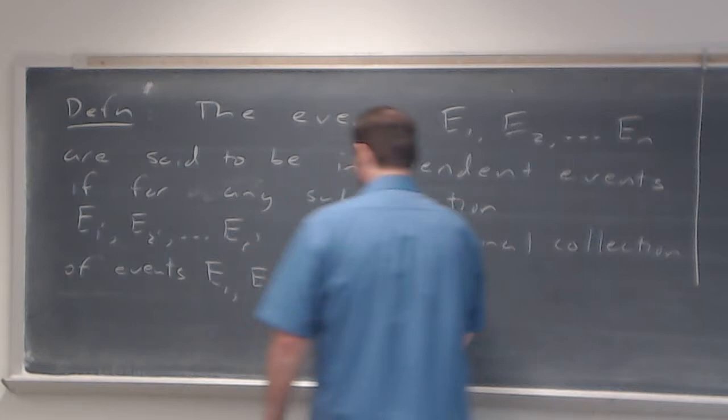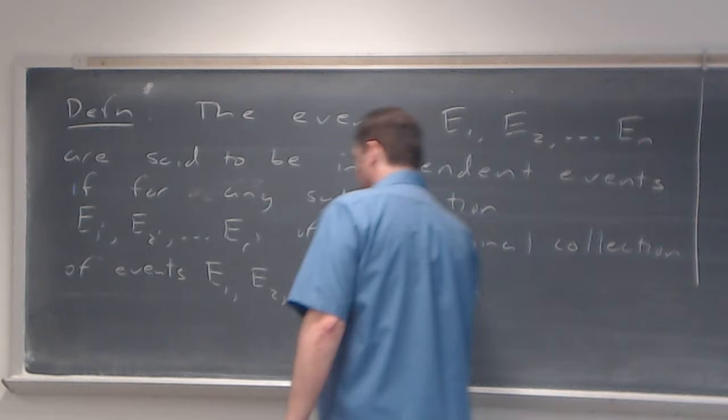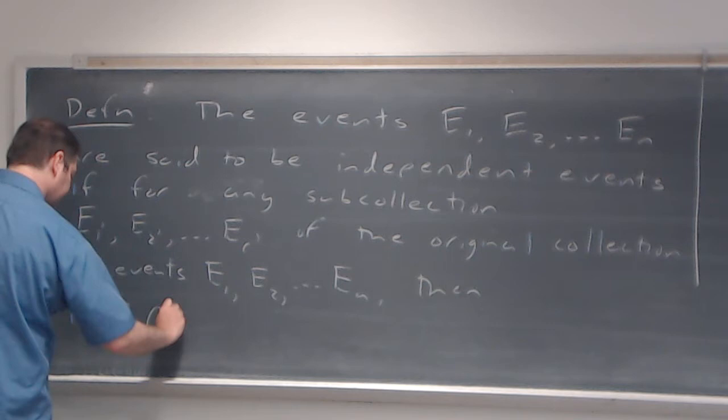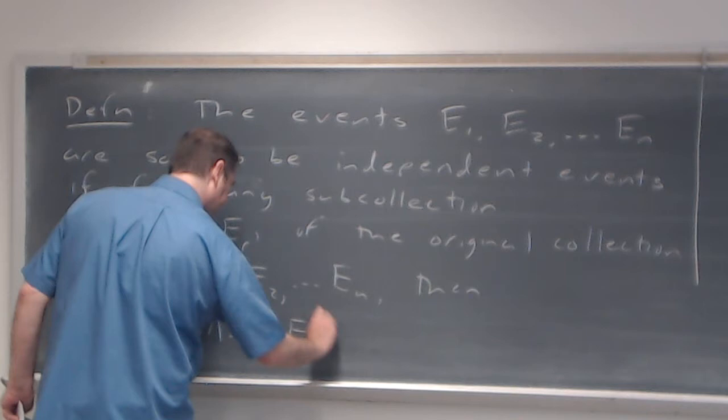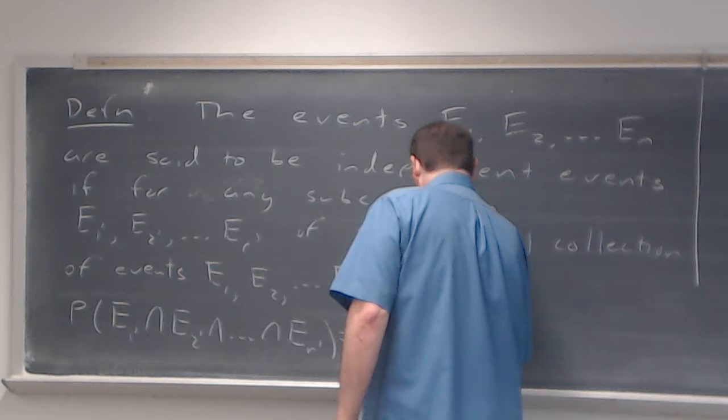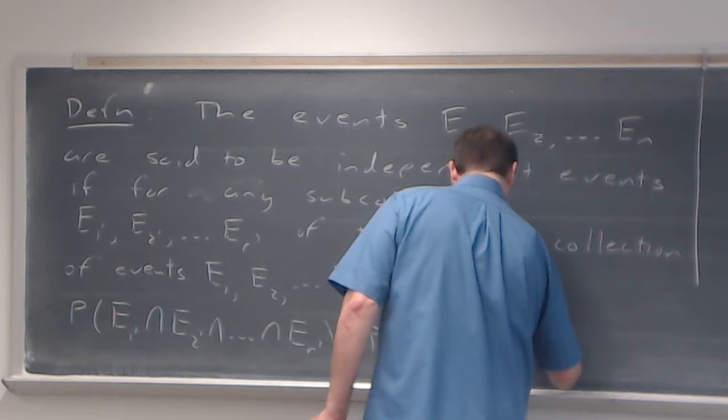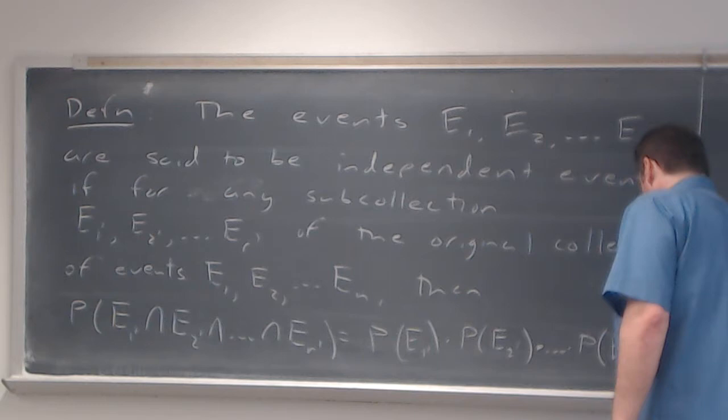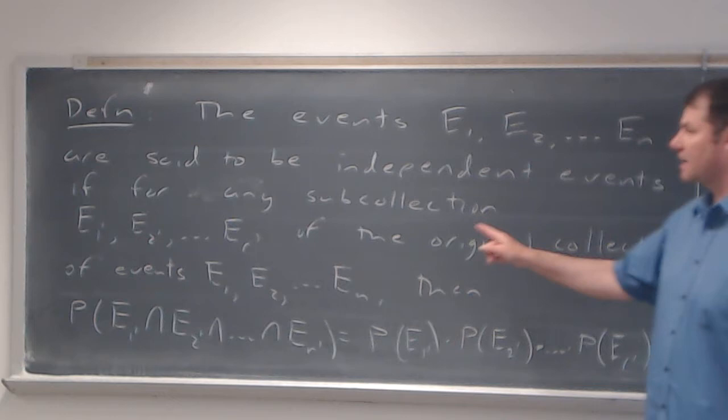No matter what subcollection you take, the probability of E1 prime intersect E2 prime intersect all the way up to ER prime will be equal to the probability of E1 prime times the probability of E2 prime times all the way up to multiplication by the probability of ER prime. So that's what it means to be independent. For all subcollections you take, this relationship holds.